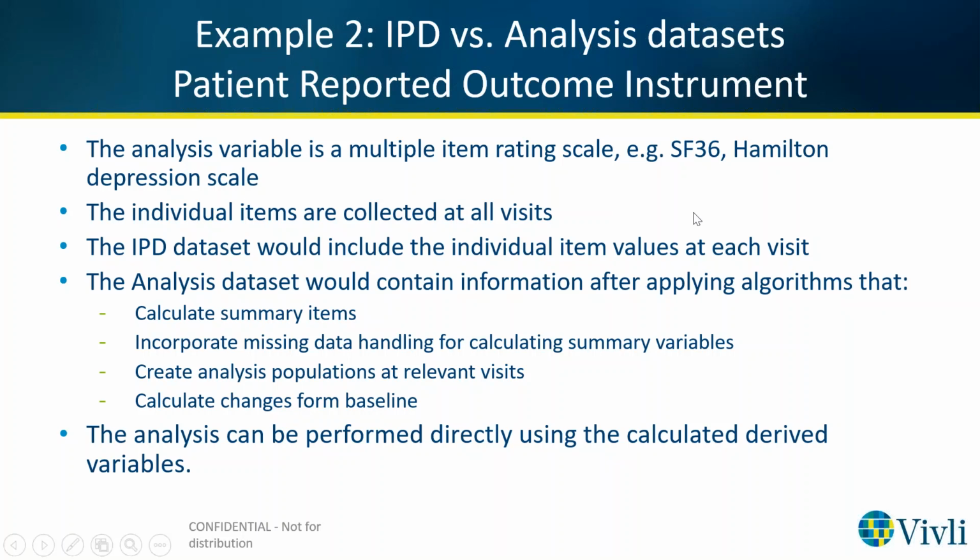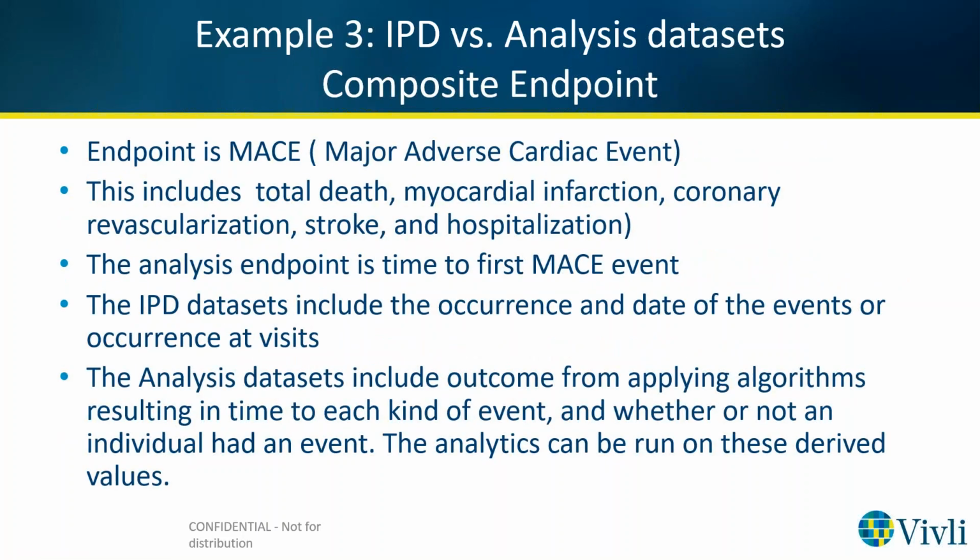In the next example, we also have another endpoint that's composed of other endpoints, but it's different in that this time we have a survival endpoint. The endpoint is MACE, which is Major Adverse Cardiac Event. So this includes total death, myocardial infarction, coronary revascularization, stroke, and hospitalization. And the variable would be really the first time to any one of those particular events.